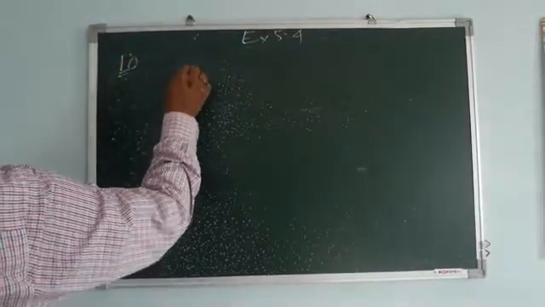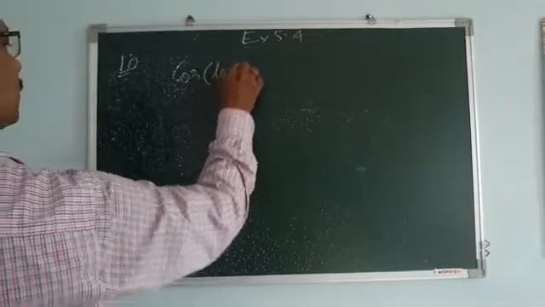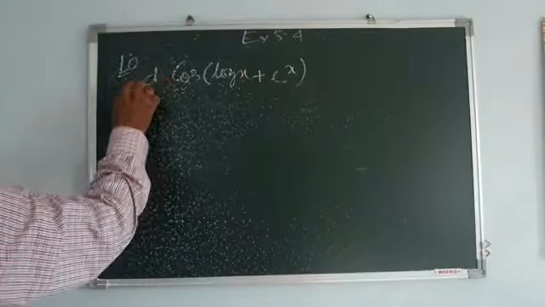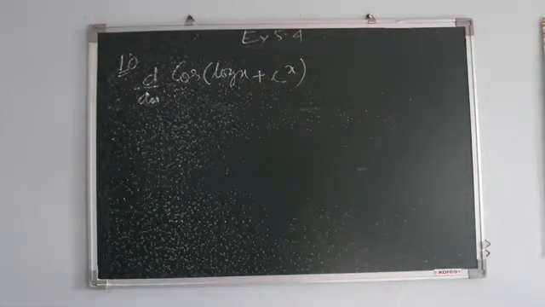Here, cos(log x + e^x). We have to differentiate this. So chain rule as usual we will use. Chain rule, how to use?